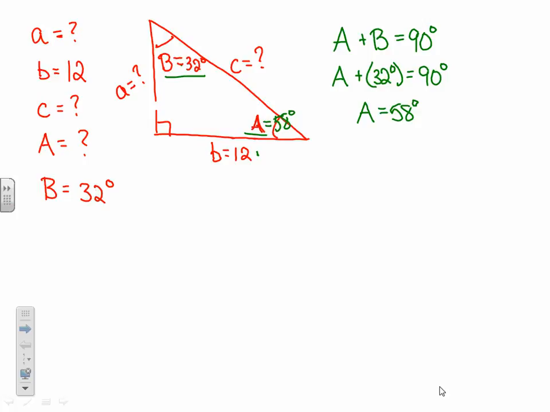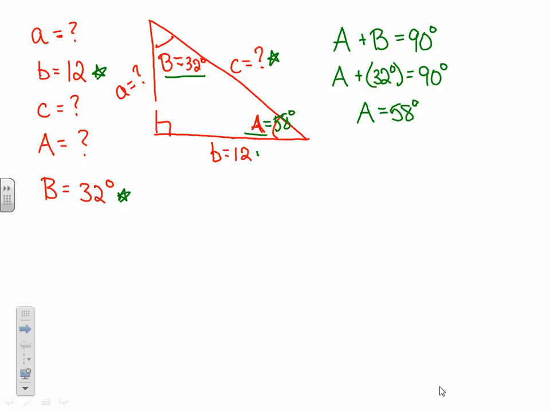All right. Now, I know angle B. That's a given. Angle B is 32 degrees. I also know side B. That's 12. So those are two given pieces of information. Now, I should be able to use these two things to solve for either side A or side C. And those are my two leftovers. In fact, I'm going to do both of those with trig functions just because I can. So let's start with side C here.